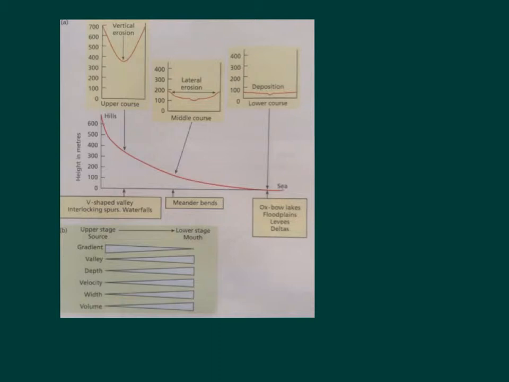And this is where the source is, and this is up in the hills or mountains. As you get to the middle course, where meanders start to form, you get lateral erosion, which is sideways. As we get down to the lower course today, it's almost reached sea level, so we're not so much getting erosion, we're getting deposition, where all the material being carried is being dropped. And it is the lower course that we are going to be looking at today.